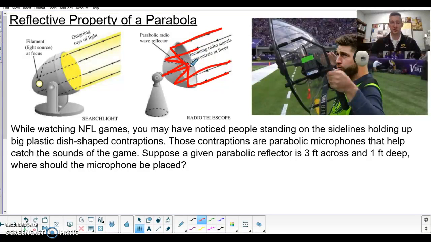That's where the electronics go, and then that sends a signal down into your house to your TV so you can enjoy wonderful programming on DirecTV or satellite dish.